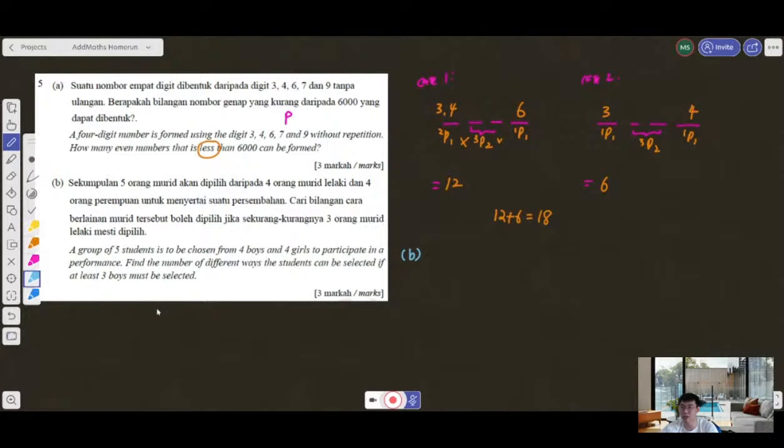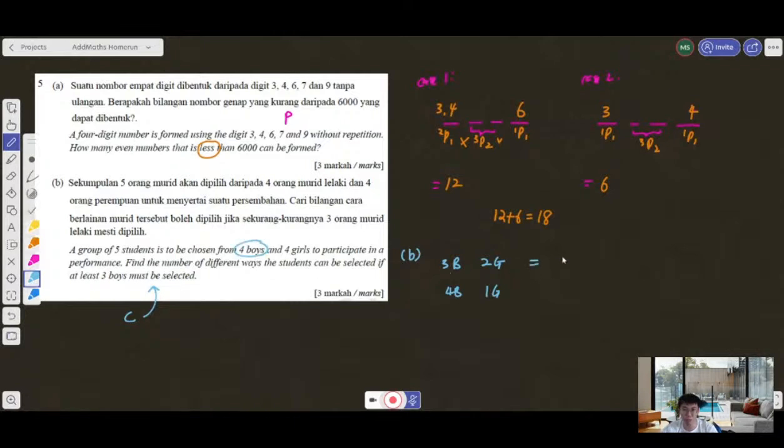Now you see, it's a student. We speak about it. It is combination. From 4 boys and 4 girls to participate in a performance. Find the number of ways. If at least 3 boys, at least 3 boys means I must have 3 boys, 2 girls, or maybe 4 boys, 1 girl. Can I have 5 boys? No, because total I only got 4 boys.